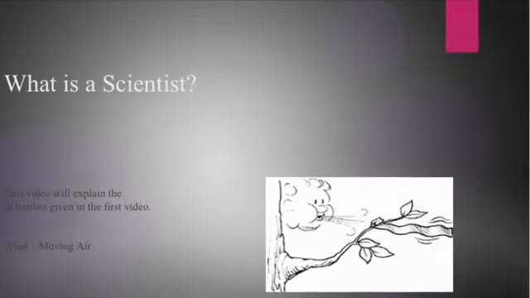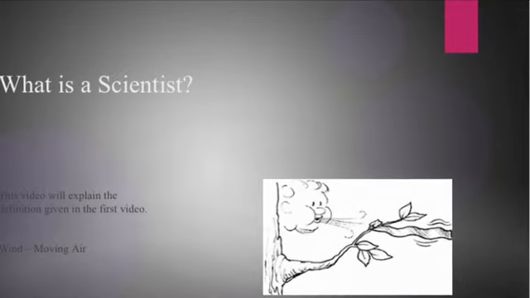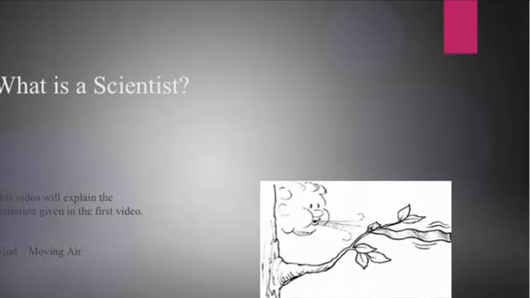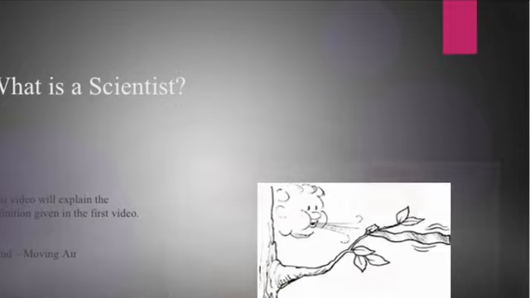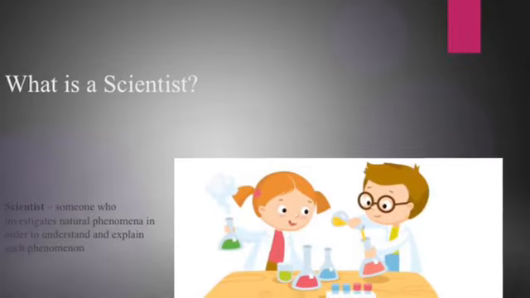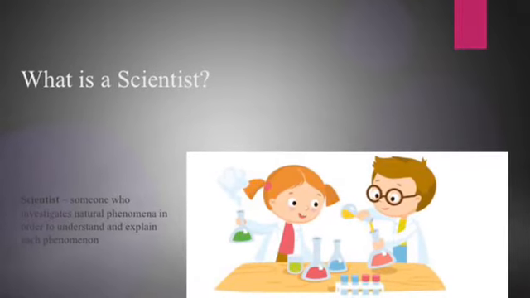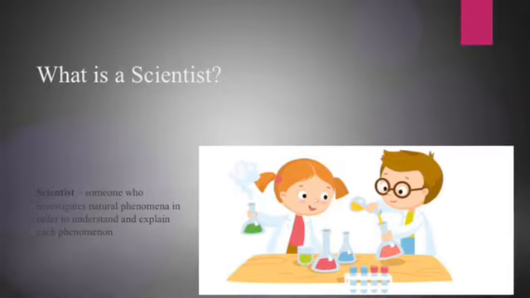Next slide. The next slide consists of definitions that were given in the first video, and we're going to explain many of these definitions in this slide. The first definition is wind. What is wind? Wind is moving air. Next slide. Scientist. Someone who investigates natural phenomena in order to explain and understand each phenomenon.